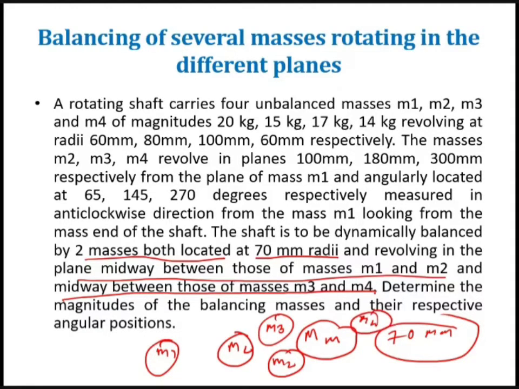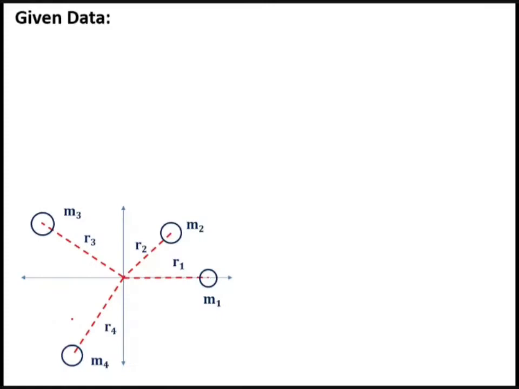Okay, so we will draw the position plane diagram based on this. Determine the magnitudes of the balancing masses and their respective angular positions. So you have to find out ML, you have to find out MM. Is it clear? I hope you understand the problem statement. So let us solve this. First of all, let us understand the given data.